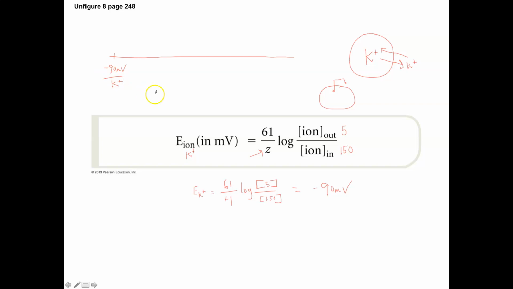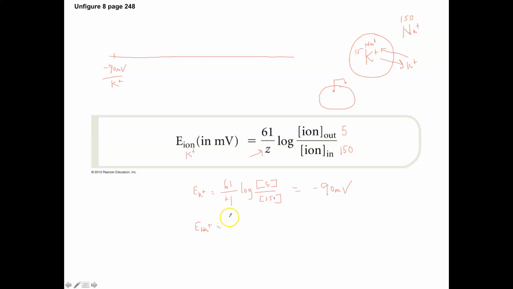What if we did the Nernst equation for sodium? Same idea, equilibrium for sodium, but you need different values for concentration outside and concentration inside. Turns out that sodium is high concentration outside and low concentration inside. So the concentration outside is, we'll say, about 150 millimolar, and the inside is about 15 millimolar. You can look it up in the tables.